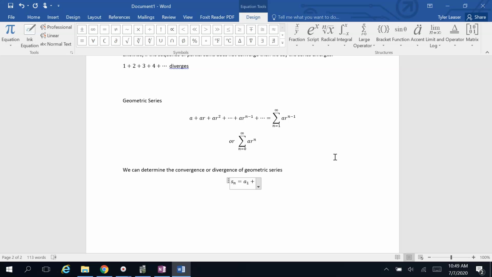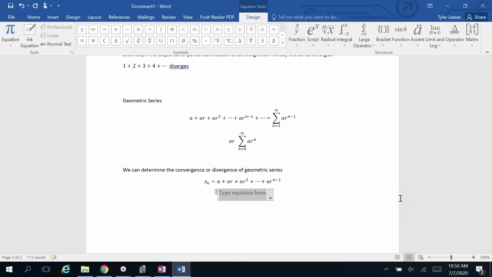The first term a, the second term ar, the third term ar squared, plus all the way down to the nth term. The nth term is ar to the n minus 1. And this does not go on forever, right? Remember, the partial sum is just the first n terms added together.